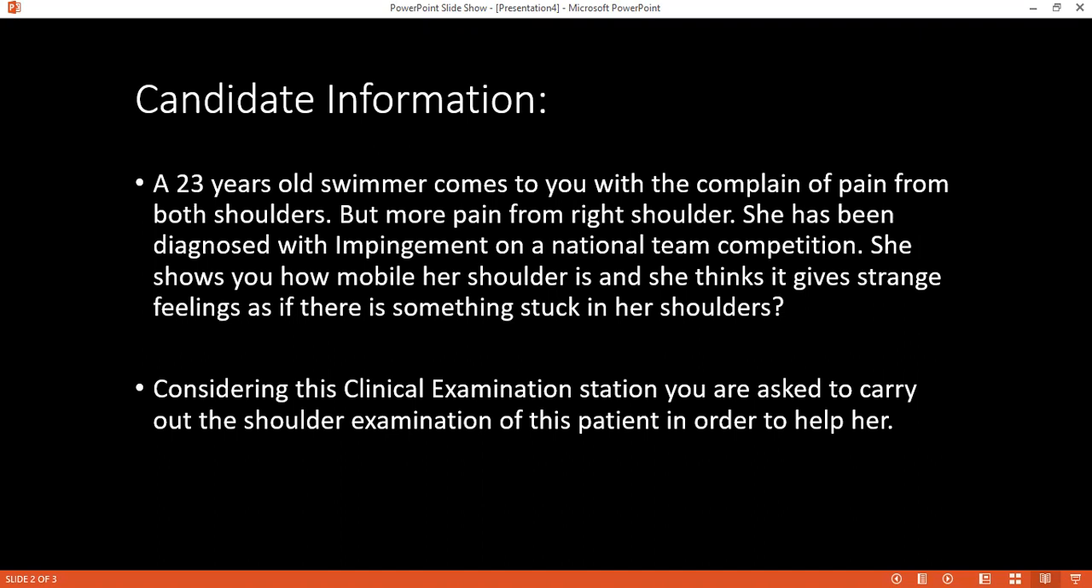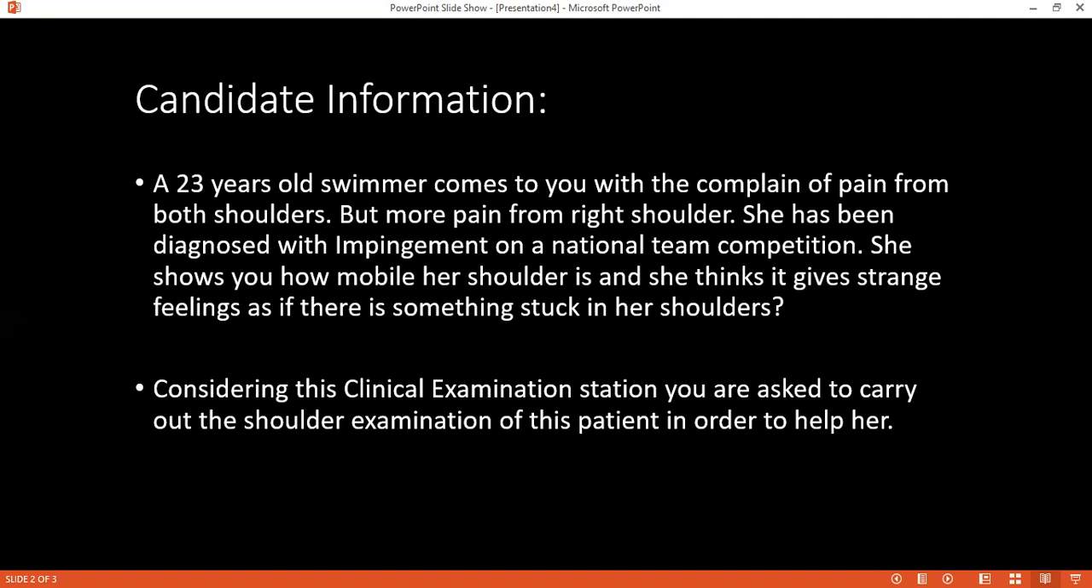From behind, I'll again check for the symmetry of the shoulders, and the same things: swelling, scars, sinuses, as well as redness. Then I'll look at the shoulder blade, the scapula, to see if there is any winging of the scapula. Then I'll palpate, after telling the patient that I'm going to feel the shoulder.